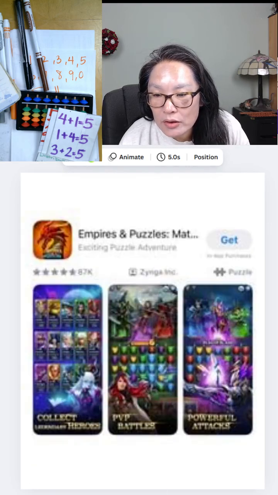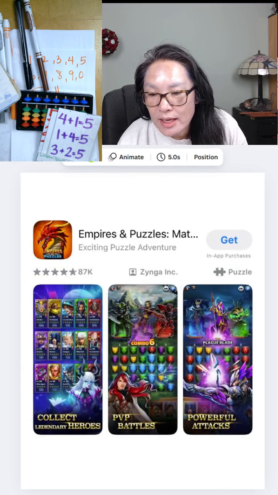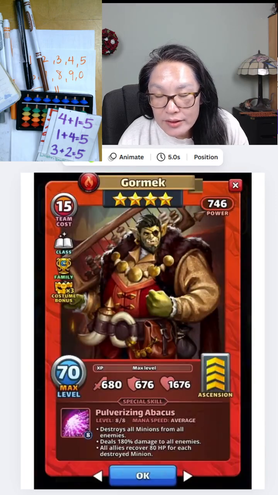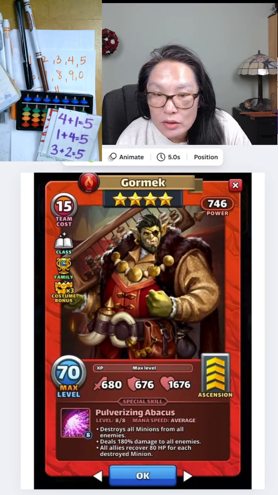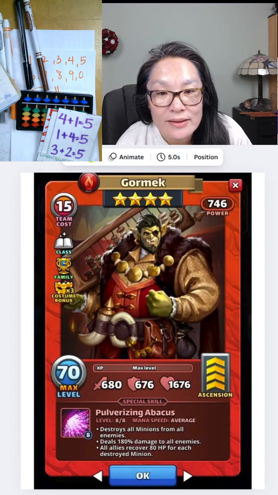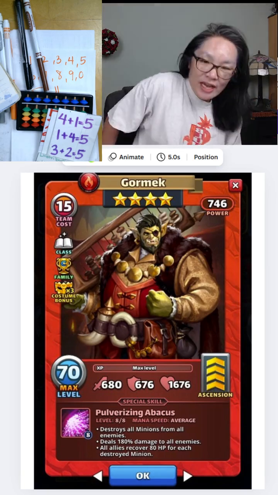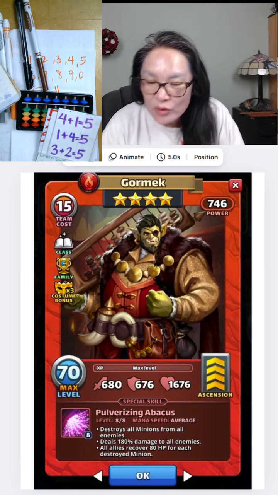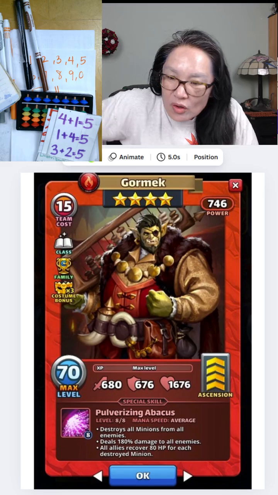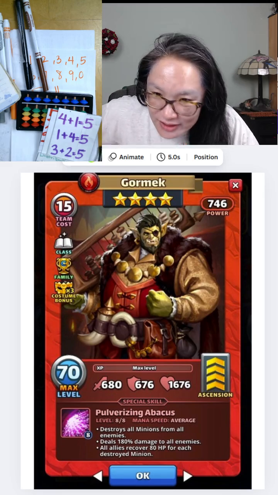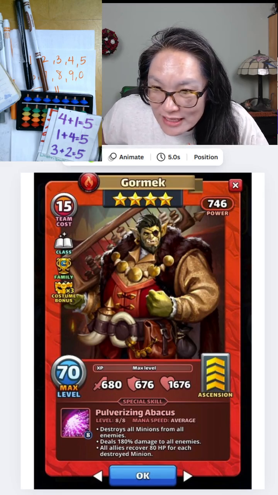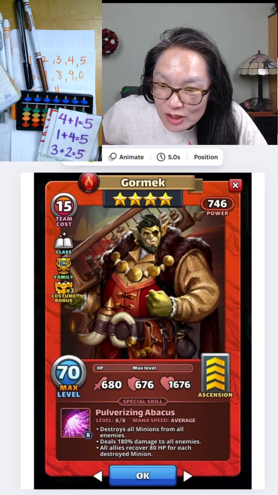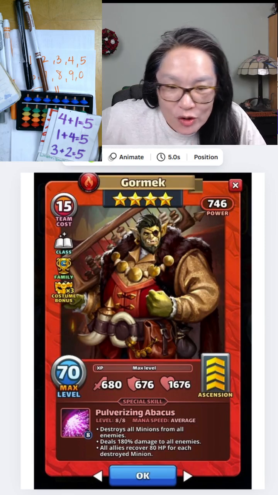I don't know if anybody plays a phone app game called Empires and Puzzles. Inside here, the character Gormek uses a pulverizing abacus, which is kind of funny. Hello, Jess. Yes, makes sense. If you look at the level, it's 8/8. I'm like, wow, this pulverizing abacus is huge damage. It deals 180% damage to all enemies.